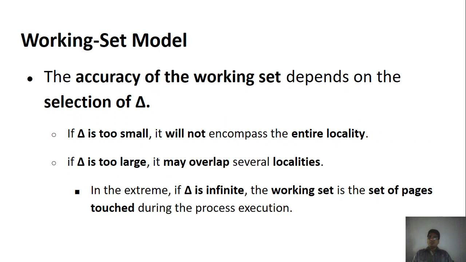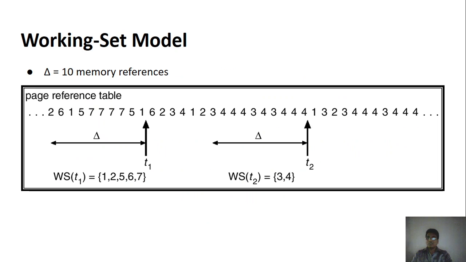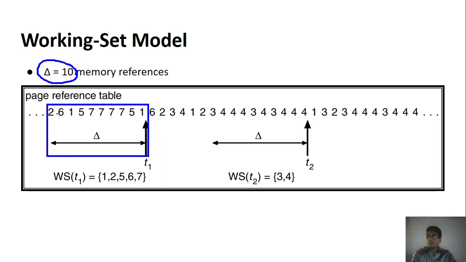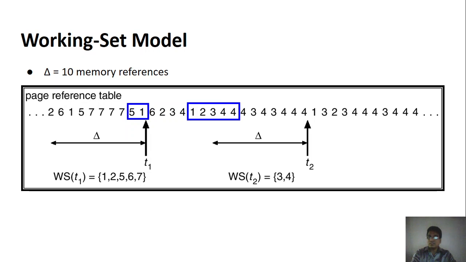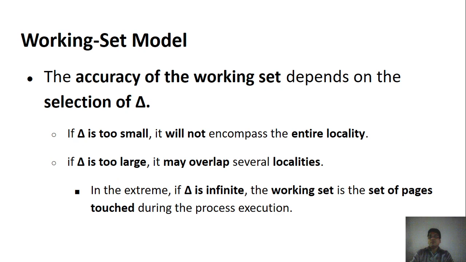So what is the idea here is to decide that. In this case the author has taken 10 as the delta, so the last 10 references. For the last time t1, 10 references are being taken. You may say, can I take only the last 2 references? Can I take 4 references? It's up to you. So the accuracy depends on the selection of delta.